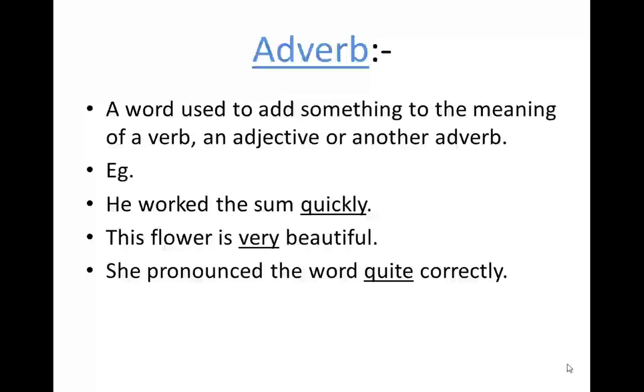She pronounced the word quite correctly. Over here in this third sentence, it is adding a meaning to another adverb. Is it clear? He worked the sum quickly. Here it is explaining or adding meaning to the verb worked. In the second sentence, this flower is very beautiful, adding meaning to the adjective beautiful. She pronounced the word quite correctly. Over here it is explaining the meaning of another adverb, correctly. Clear?